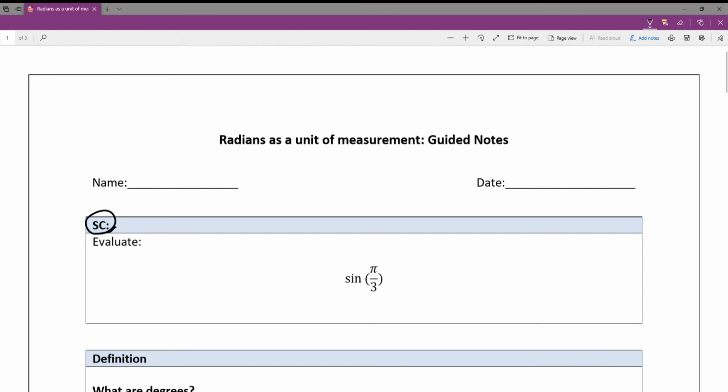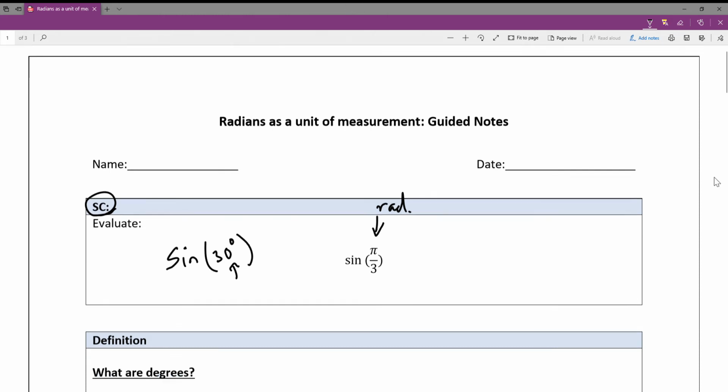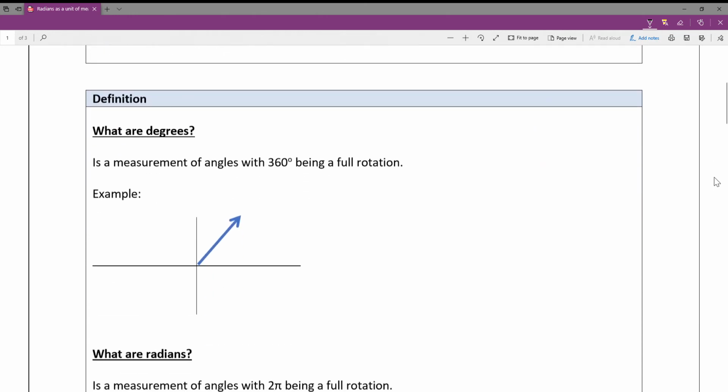This is the success criteria. We'll answer this at the very end to see if we understood everything. Evaluate sine pi over 3. This pi over 3 is a radian. We're usually used to seeing something like sine 30 degrees, or some angle inside here, but this one has radians. Okay, and we're going to figure out what that is. So let's start with the definitions.